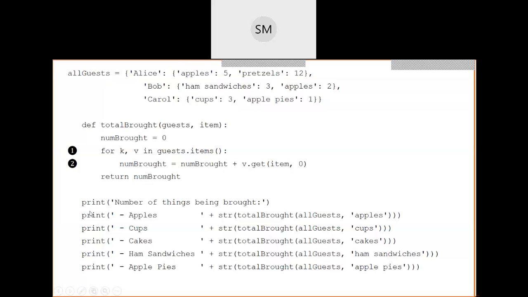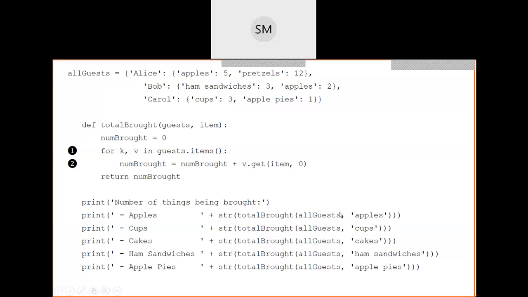After that we have to display the information with print functions, outside of this total brought function. That print function is displaying one message to us, that is number of things being brought. So what are the items you are taking to your picnic? Okay, that we are going to make a list of here. The first item is apples. Okay, one string, and this string is concatenated with one more string. That string is nothing but string of total brought of all guests comma apples.